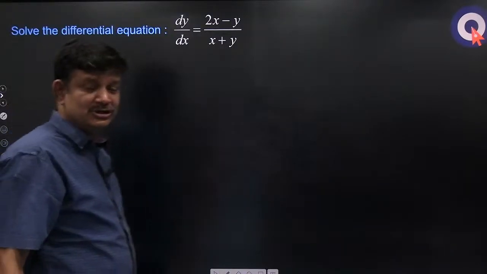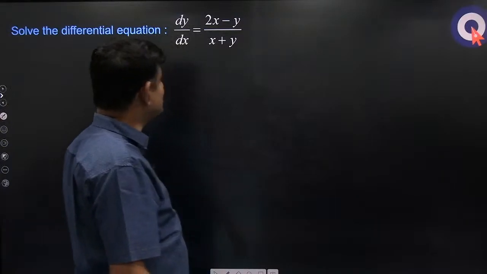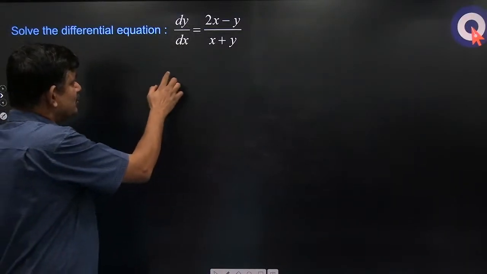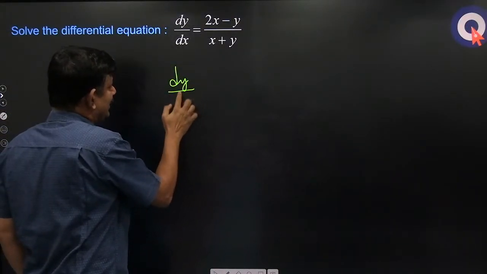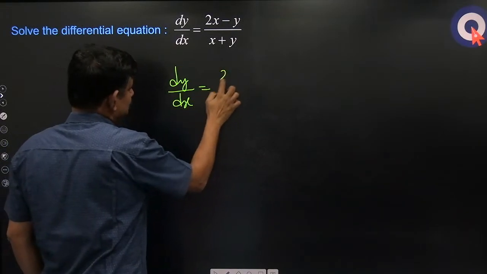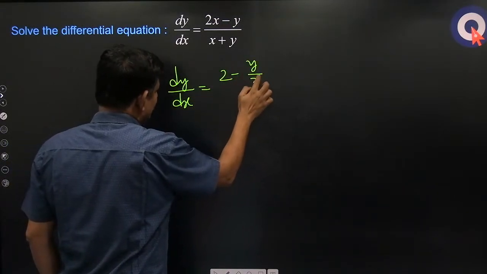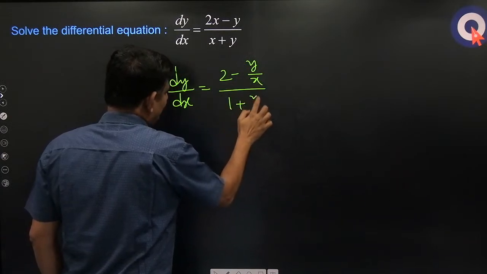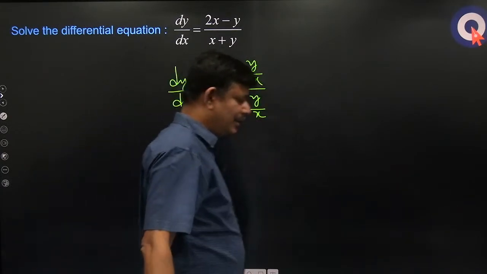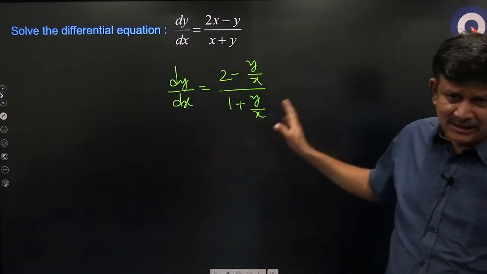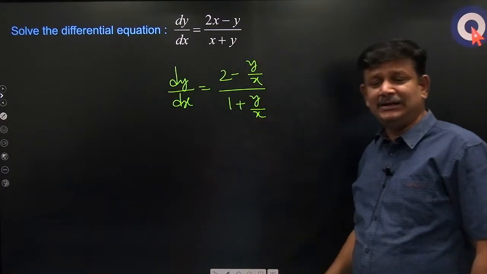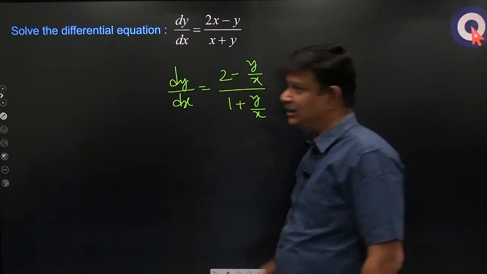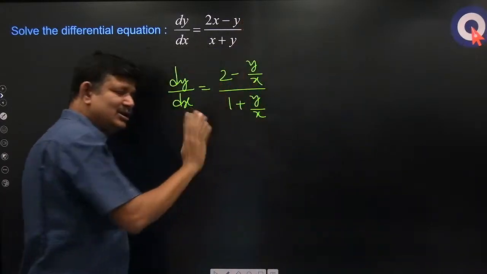तो क्या ये homogeneous equation है? इसको y by x के टर्म्स में लिख पा रहे हो? डिवाइड न्यूमरेटर एंड डिनोमिनेटर बाई x. 2 minus y by x over 1 plus y by x. अब ये हो गया your right hand side as a function of y by x. So this is a homogeneous equation. अगर यहाँ पे +1 होता तो नहीं होगा.